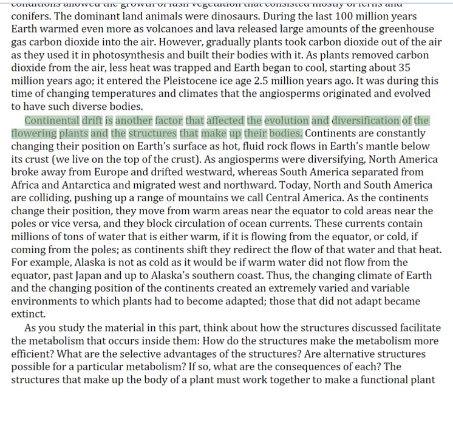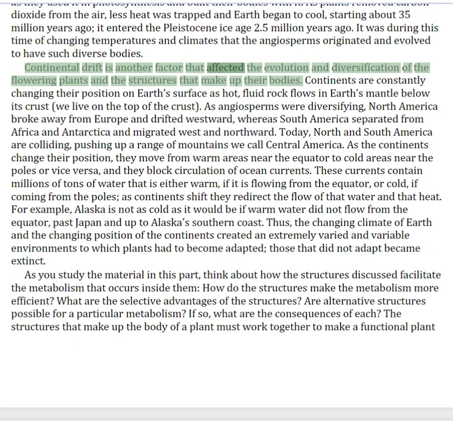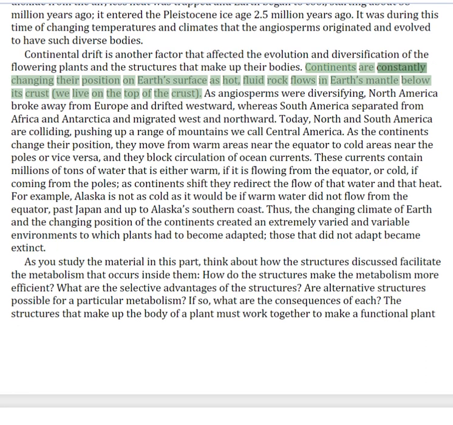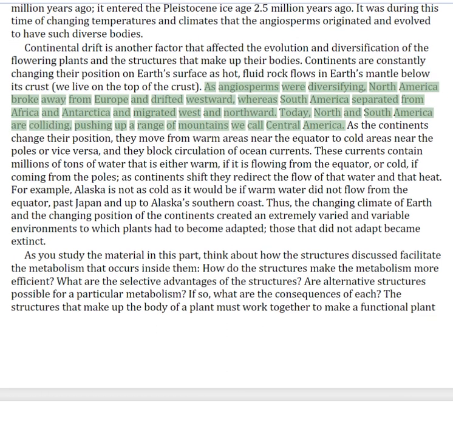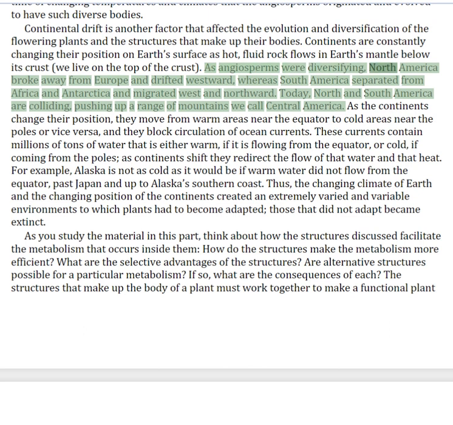bodies. Continental drift is another factor that affected the evolution and diversification of the flowering plants and the structures that make up their bodies. Continents are constantly changing their position on Earth's surface as hot, fluid rock flows in Earth's mantle below its crust. As angiosperms were diversifying, North America broke away from Europe and drifted westward, whereas South America separated from Africa and Antarctica and migrated west and northward. Today, North and South America are colliding, pushing up a range of mountains we call Central America.